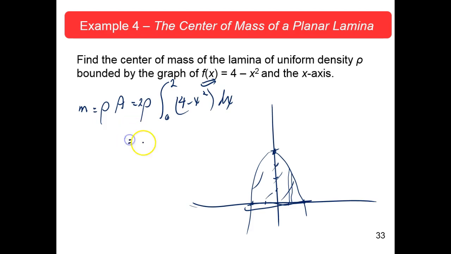Okay, so let's do this. This is 2 rho times the integral, the antiderivative being 4x minus x to the third over 3. Evaluate it from 0 to 2. All right, that'll be 2 rho times, pretty easy, 8 minus 8 thirds.